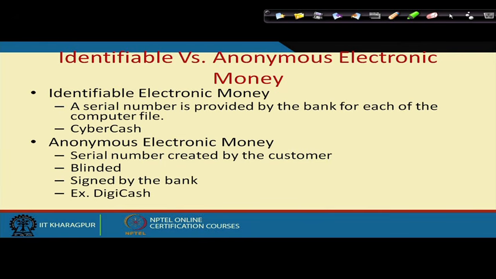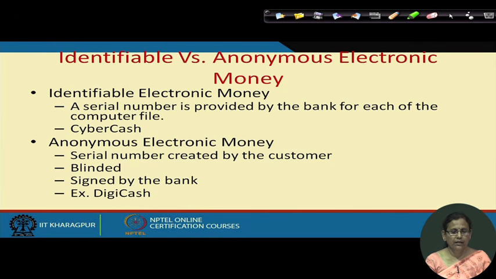As I was telling you, the money can be identifiable or anonymous. In case of identifiable electronic money, it is a serial number provided by the bank for each of the computer files. CyberCash operates like this. In case it is anonymous money, a serial number is created by the customer using a certain cryptographic operation called blinding. It is blinded, and on this blinded file, the bank now signs it. So, the bank verifies that even if the customer's identity is not known, that computer file is actually cash.